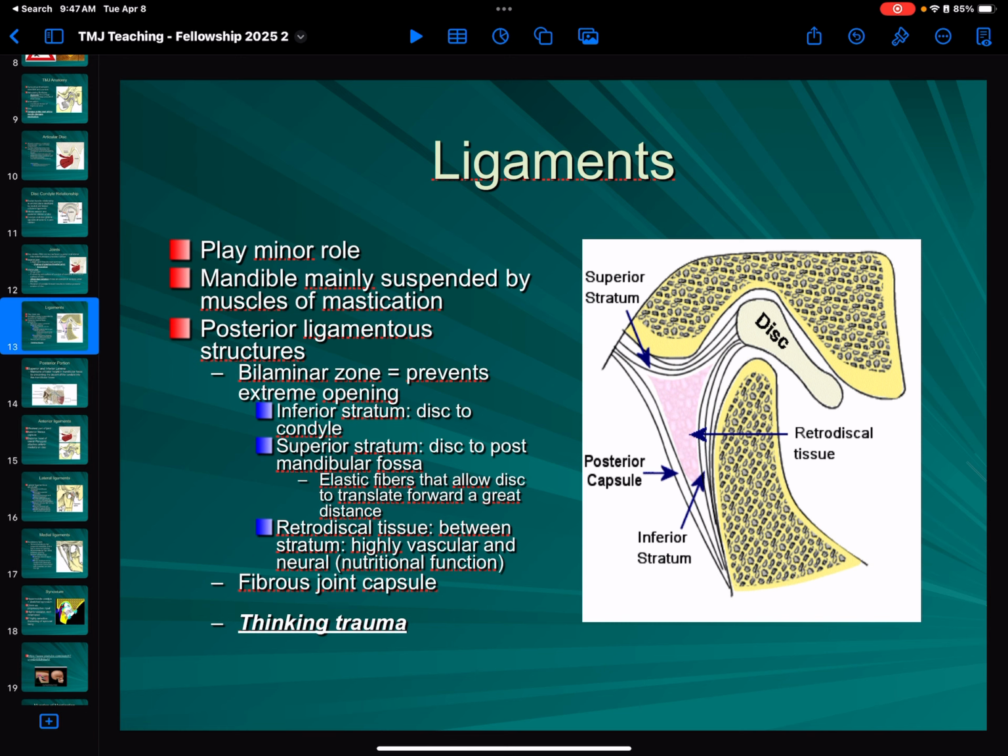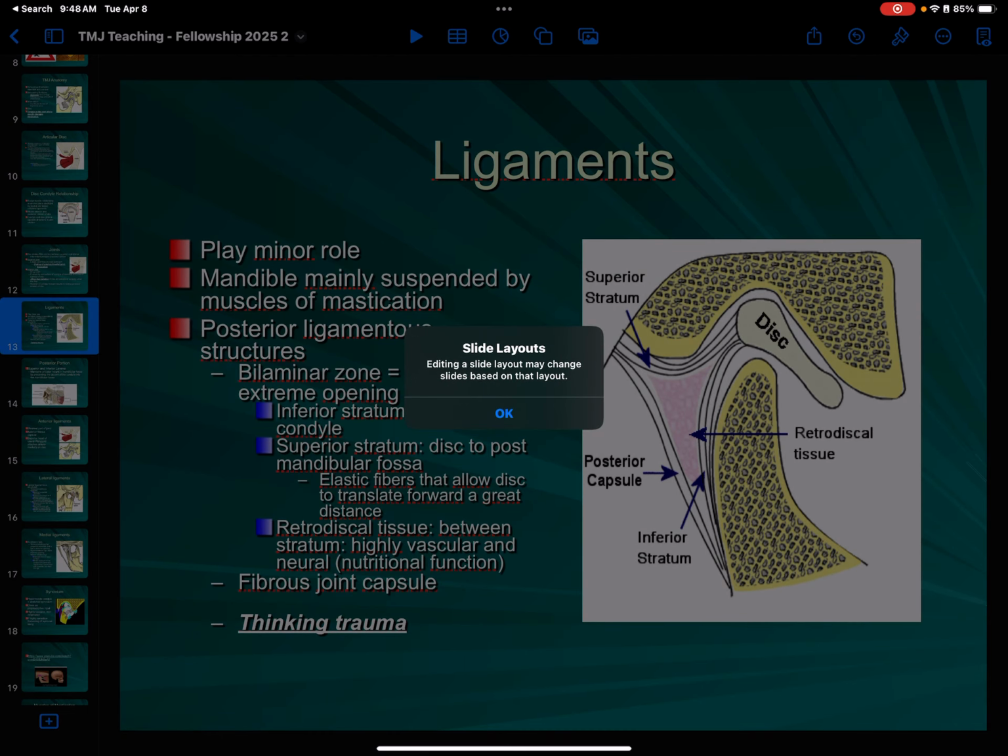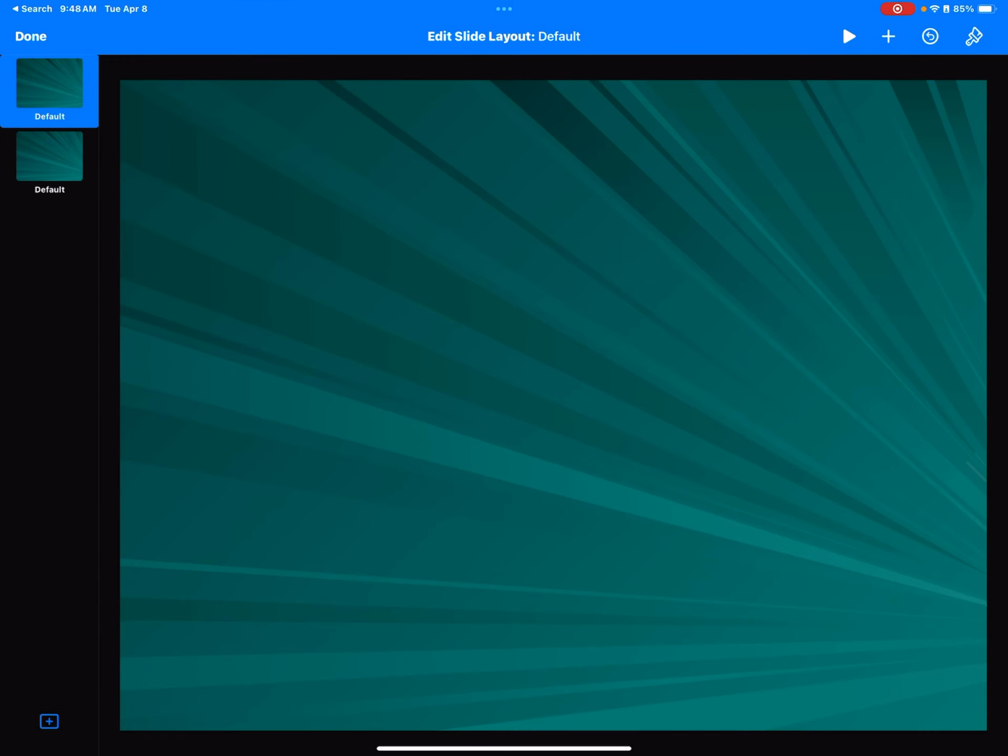And the crazy thing about this posterior capsule is it's been described like an accordion, where it has a lot of elasticity. But like anything, if something's overstretched, do you think that's going to be good for it for a long period of time? So that's where there could be some problems. I put it in the ligamentous section because that's the way Roccabato characterizes it.